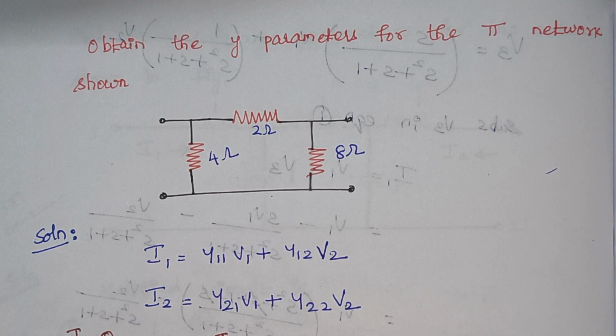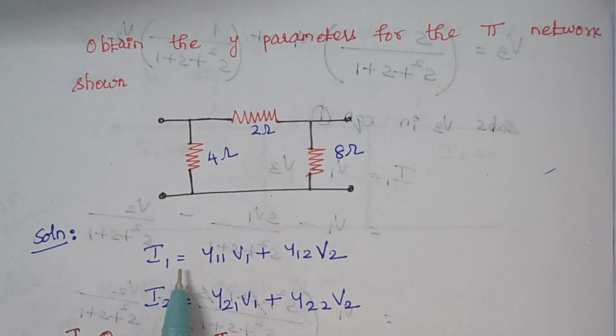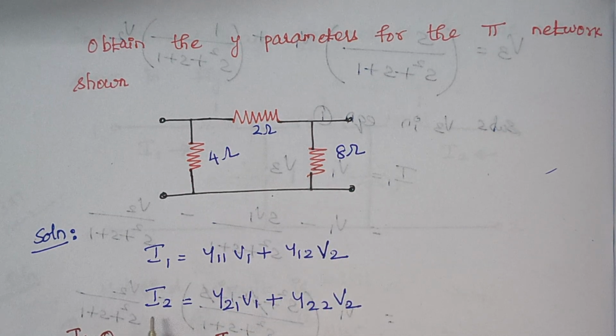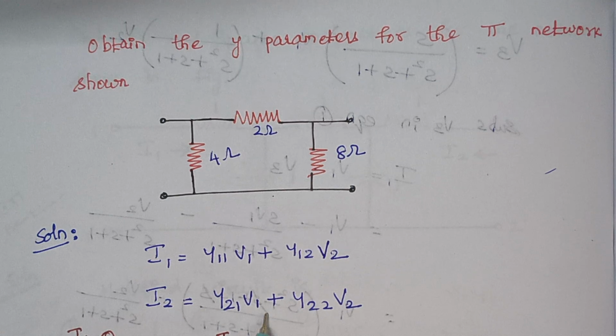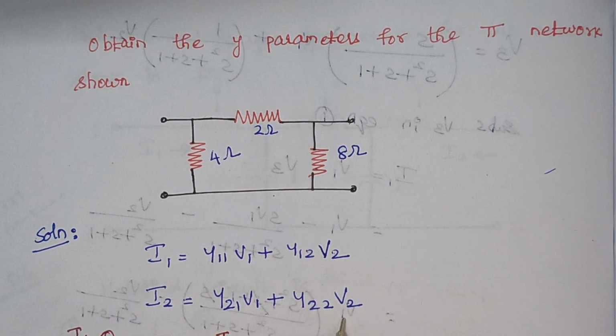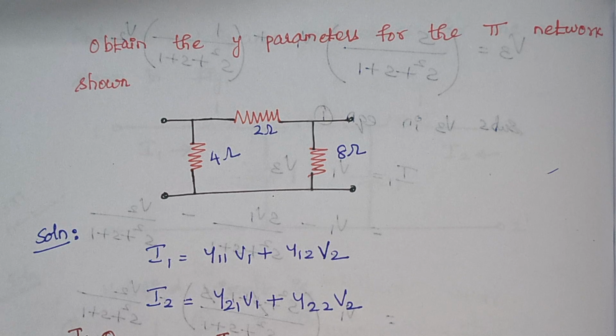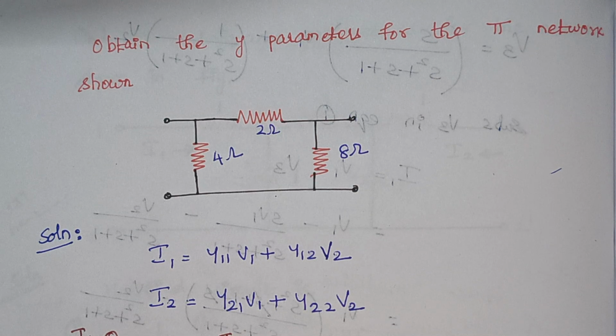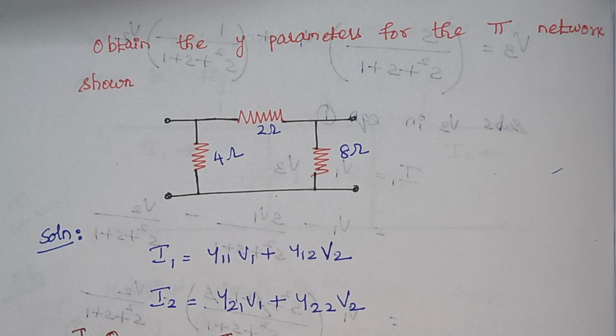So here what is the basic equation? The equation is I1 is equal to Y11 V1 plus Y12 V2 and I2 is equal to Y21 V1 plus Y22 V2. So in the previous video we had solved the same problem, right? Just by short circuiting the input port and by short circuiting the output port. Once you short circuit the input port, you will be calculating two parameters. Similarly, when you short circuit the output port, you will be calculating the remaining two parameters.